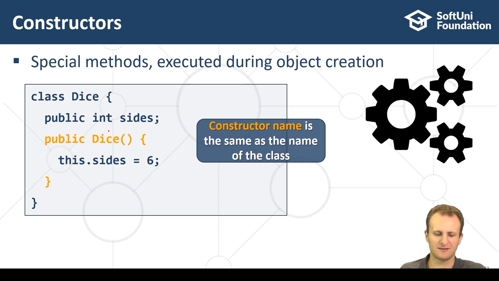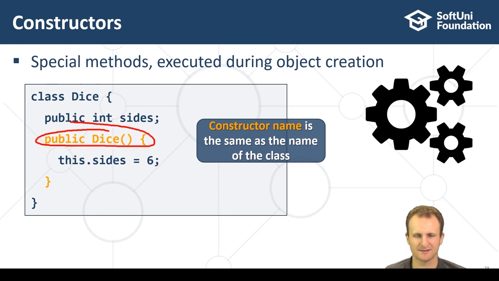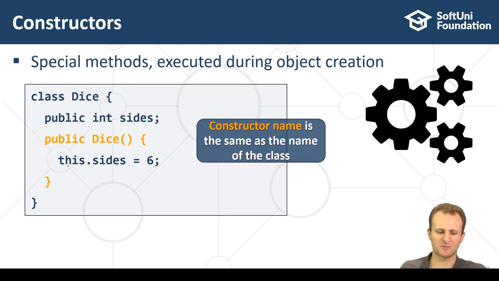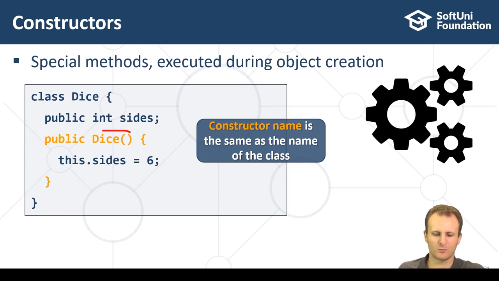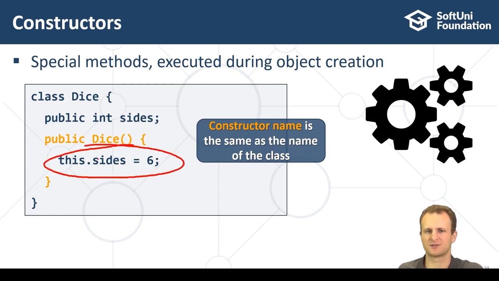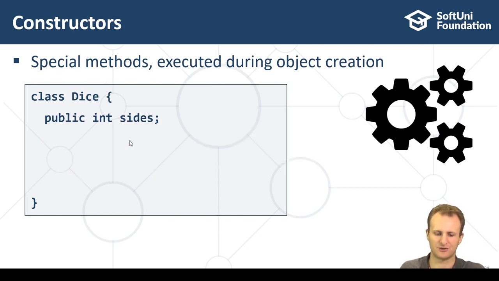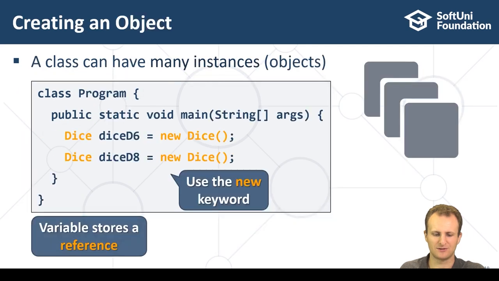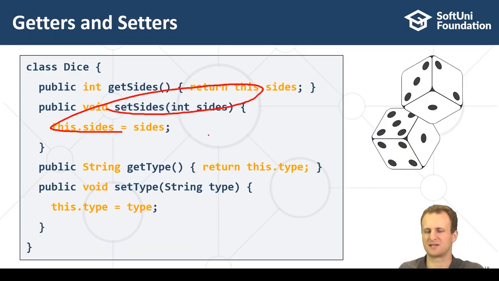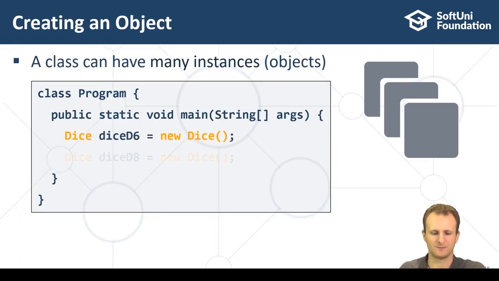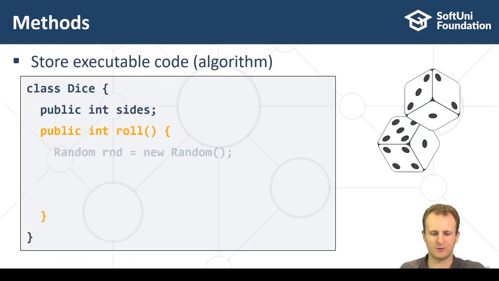Here we've modified the default constructor for the dice class to accept no parameters, but initialize the sides of the dice to 6, because by default dice are 6-sided. So this is how we describe our default dice to be. So if someone creates a dice object, it will have by default 6 sides, unless someone after that modifies it using the set sides setter.